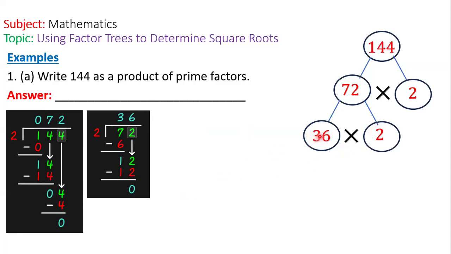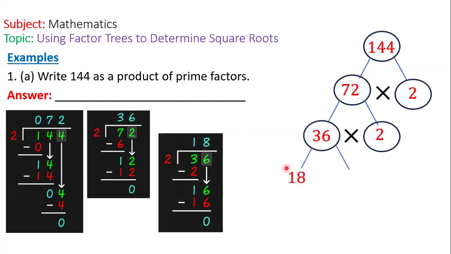Because you still could half it, right? So 36 divided by 2 again is going to be what? 18. 18 times 2, right? But are we done? No, sir. Because we could still half it again, right? Yes, sir.